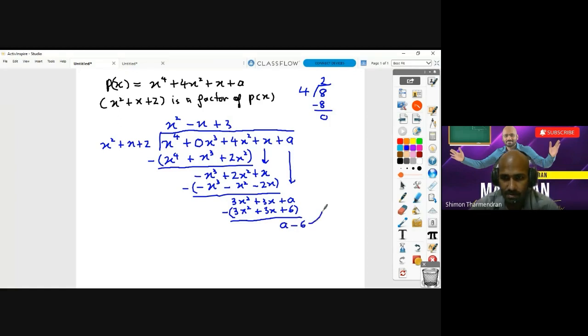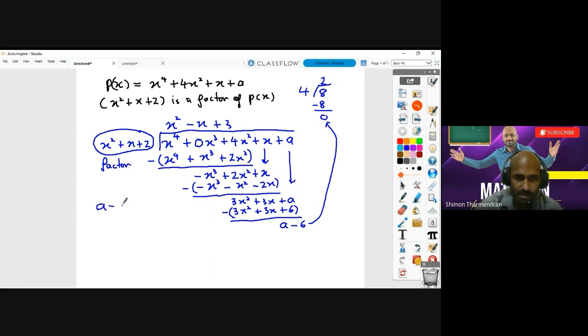But I know my remainder must be 0 because this guy over here, my divisor, is a factor. So therefore, make your remainder equal to 0. And we obtain a equals to 6. So that is how we get the value of a over here.